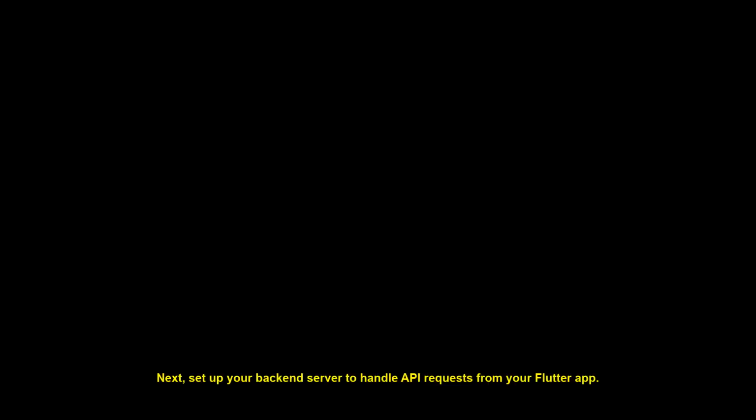Next, set up your backend server to handle API requests from your Flutter app. Using Node.js, Express, or any preferred server framework, create an endpoint for customer creation. In your server code, use the Stripe library to handle incoming requests. Parse the request to retrieve customer information. Use this information to create a new customer in Stripe. Return the customer information back to your Flutter app.